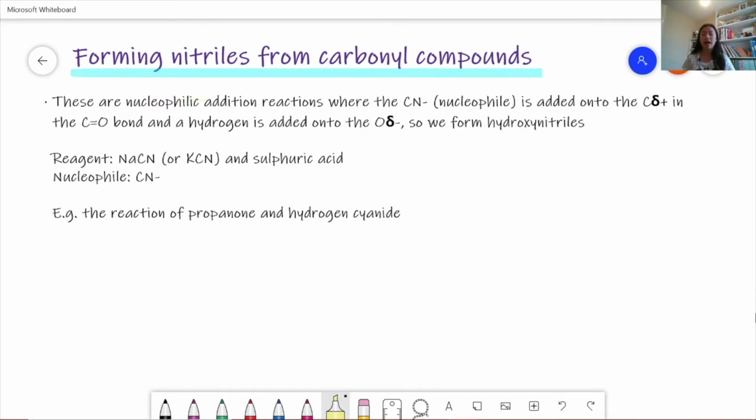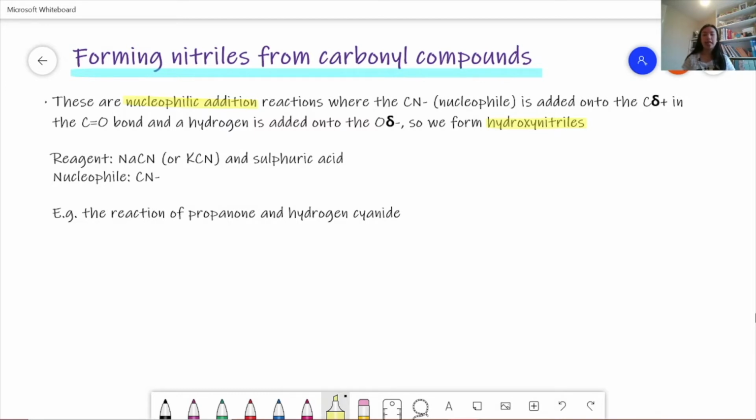So the second reaction we have is when we form nitriles from carbonyl compounds, and these are nucleophilic addition reactions. So again, this CN- will act as a nucleophile, and it's added onto the delta positive carbon in this C=O double bond, and a hydrogen is added onto the delta negative oxygen. And so what we form are hydroxynitriles. So nitriles where we also have an OH group. So the reagent we use is sodium cyanide or potassium cyanide mixed with some sulfuric acid, and the nucleophile is the CN-. So we're going to look at the reaction of propanone and hydrogen cyanide.